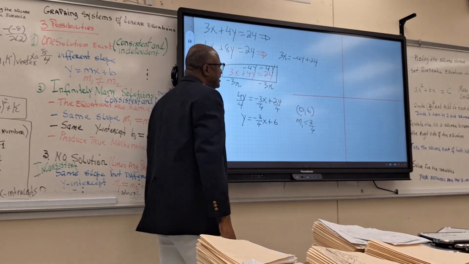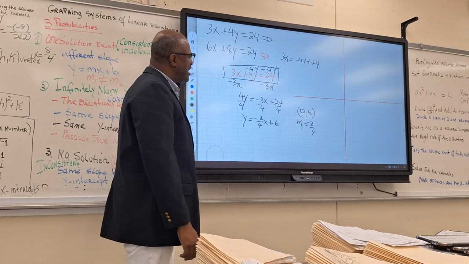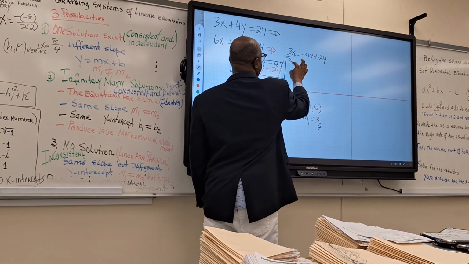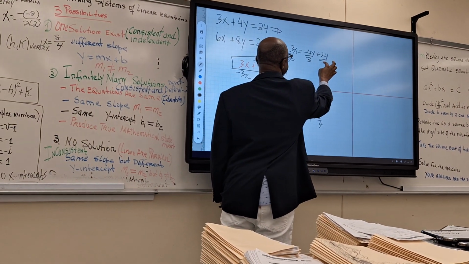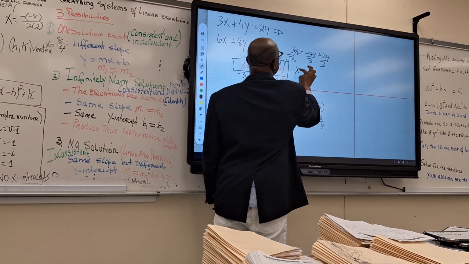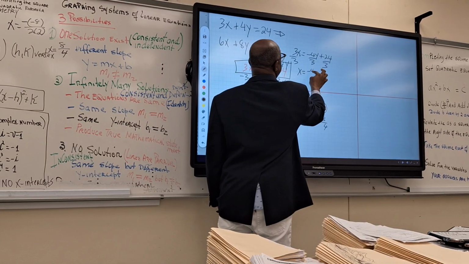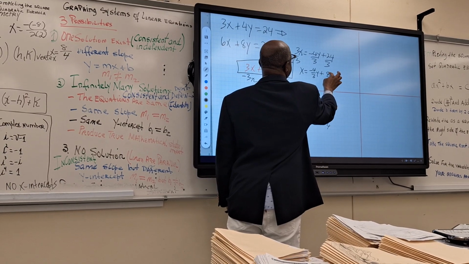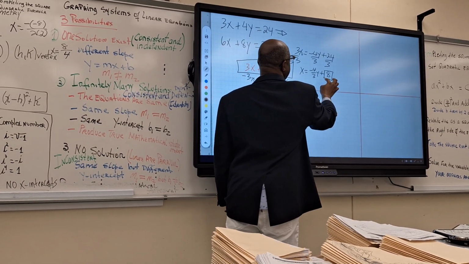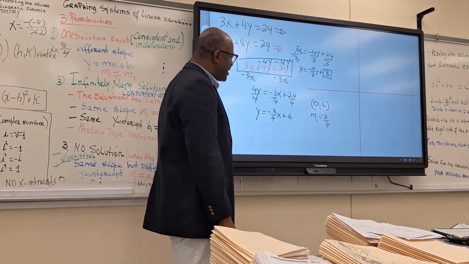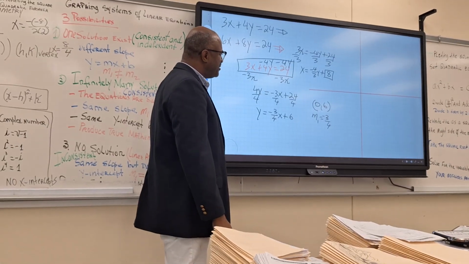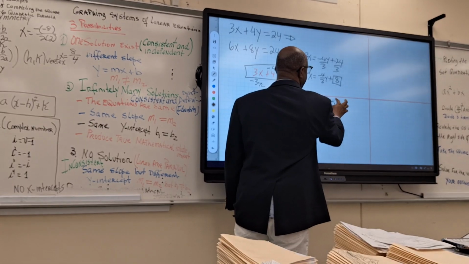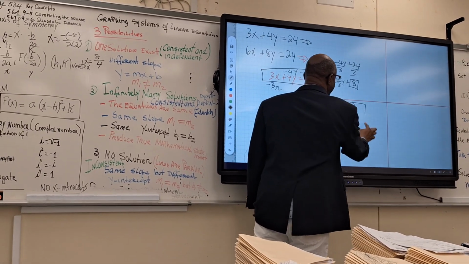Can I get x by itself? What do I need to do? Divide by 3. That's all you're doing. And in this case, x is equal to what? Negative 4/3 y plus what? Plus 8. This is my x-intercept. I write that as an ordered pair. 8, 0. Exactly. I'm done with this problem, guys.